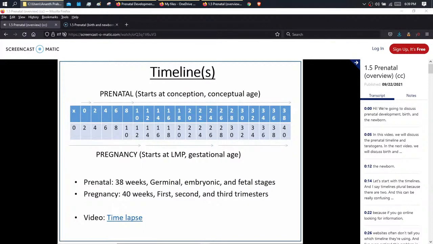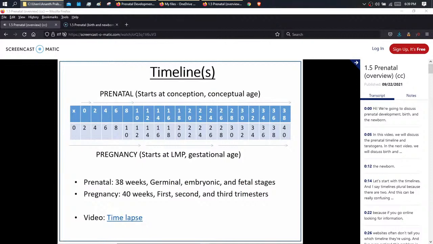And I say timelines plural because there are two. And this can be really confusing because if you go online looking for information, websites often don't tell you which timeline they're using. And I've even noticed this problem in some textbooks.